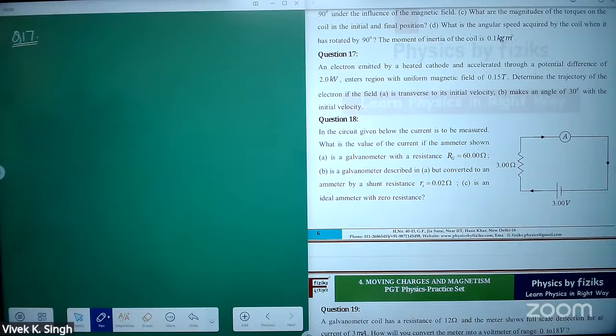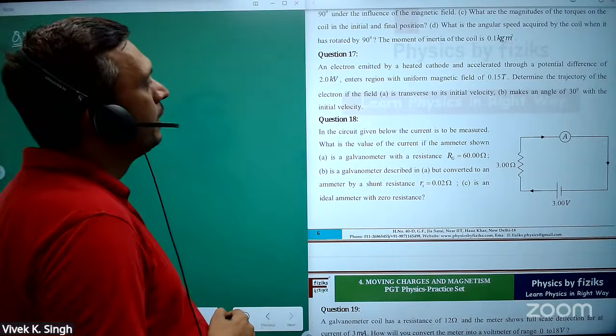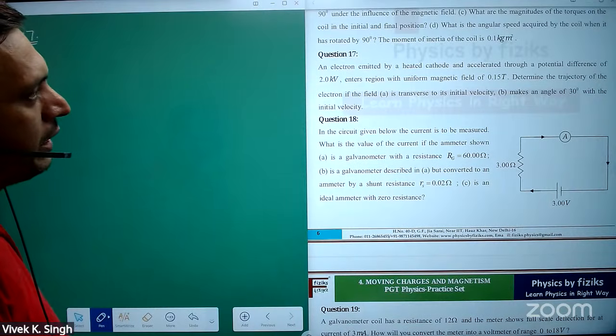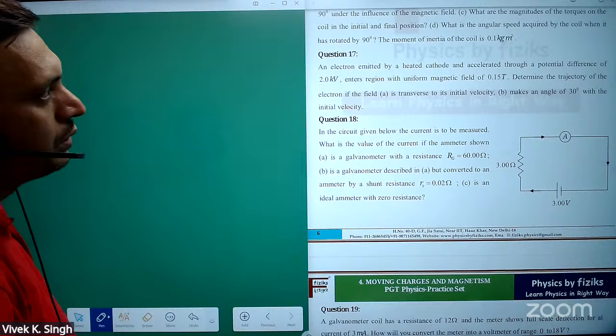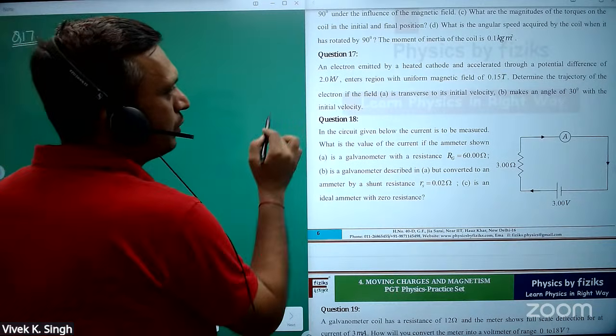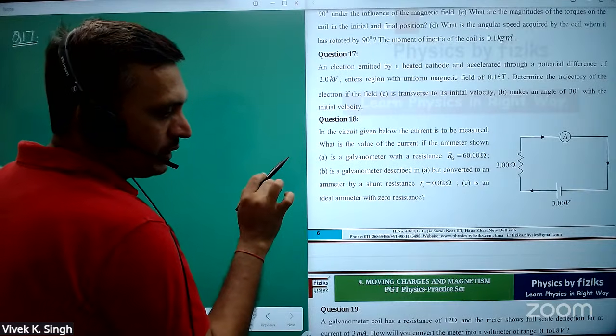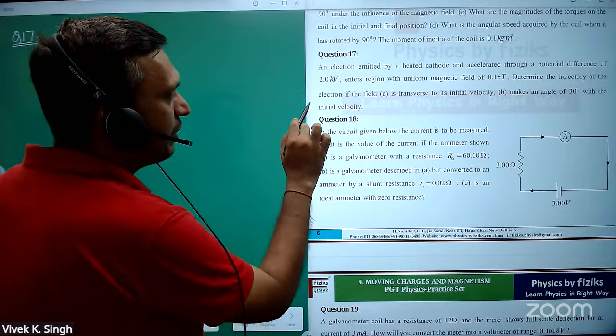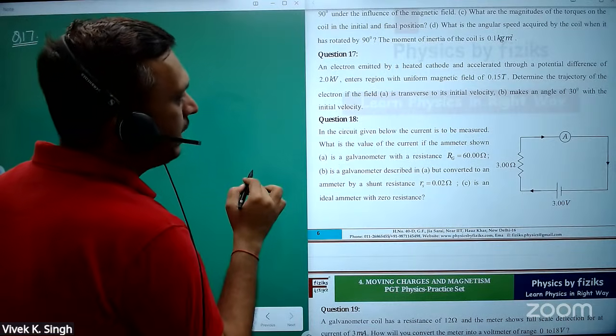Try to solve question number 17. An electron emitted by a heated cathode and accelerated through a potential difference of 2 kilo electron volt. So first it is accelerated. So what will be the kinetic energy gain? That is given by e into the potential applied.